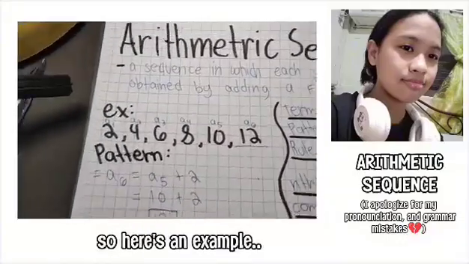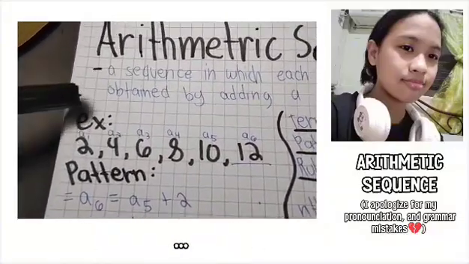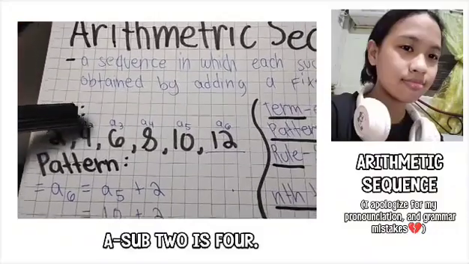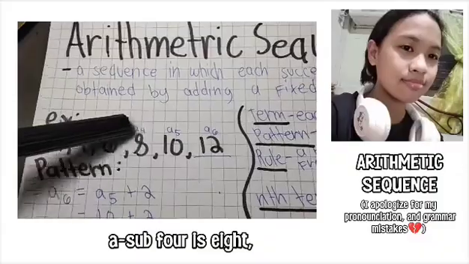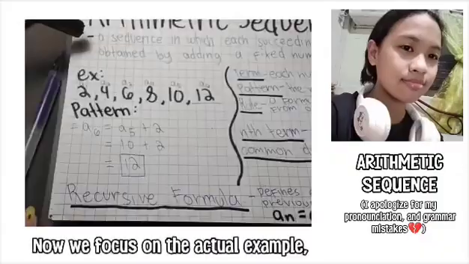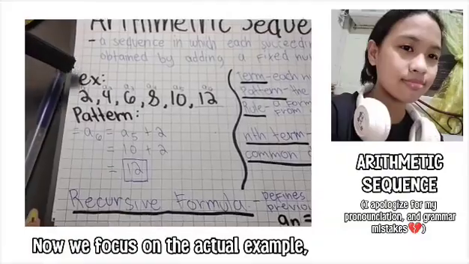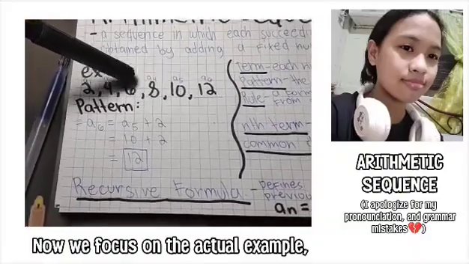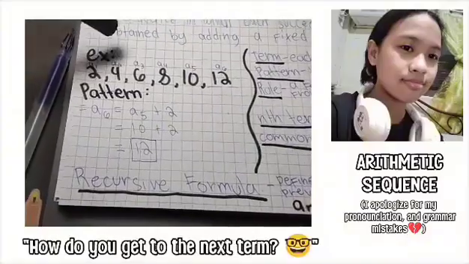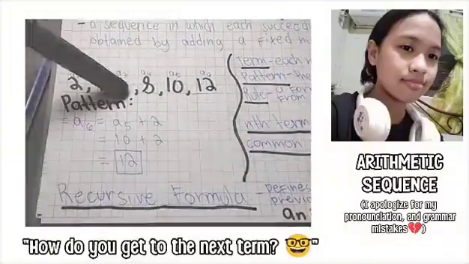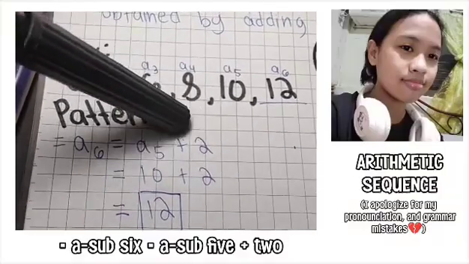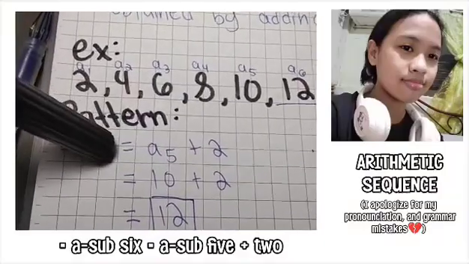Here's an example. a sub 1 is 2, a sub 2 is 4, a sub 3 is 6, a sub 4 is 8, a sub 5 is 10, and a sub 6 is 12. Now we focus on the actual example. Like I said earlier, a sub 1 up to a sub 6, we have a pattern here. How do you get to the next term in the sequence? a sub 6 equals a sub 5 plus 2. We're finding a sub 6 here.